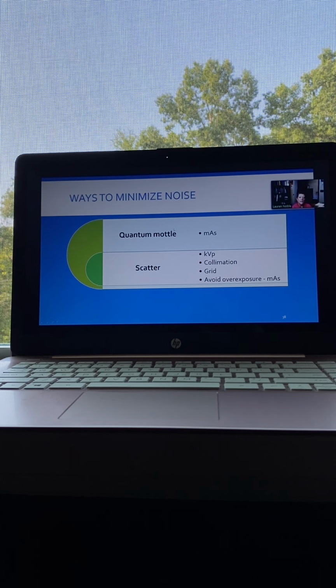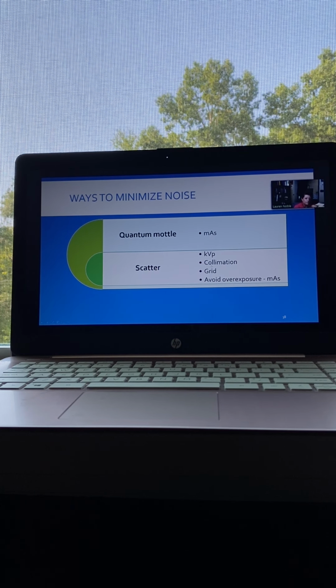Okay. And then ways to minimize scatter, and we'll be talking more about this, but ways to minimize scatter, one thing you can do is use the appropriate kVp. If you use too high of a kVp, then that will generate more scatter, okay, because as kVp goes up, you get more Compton. Okay.